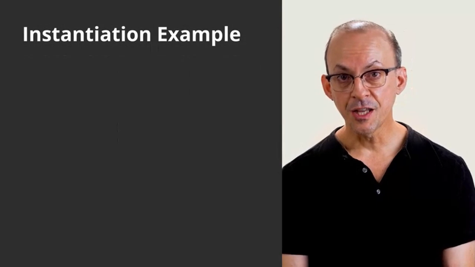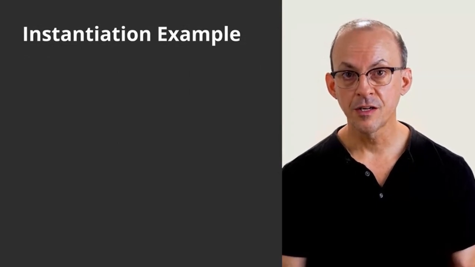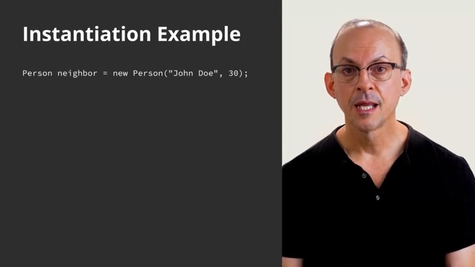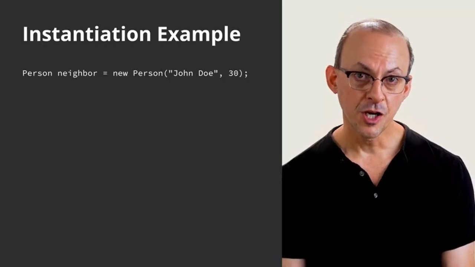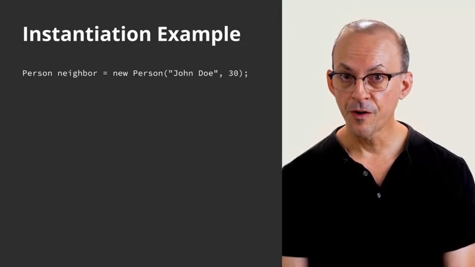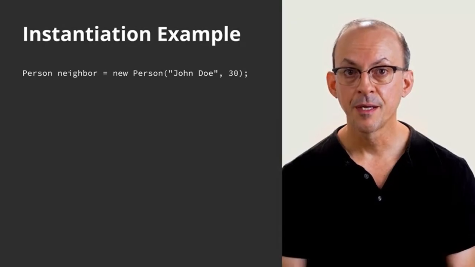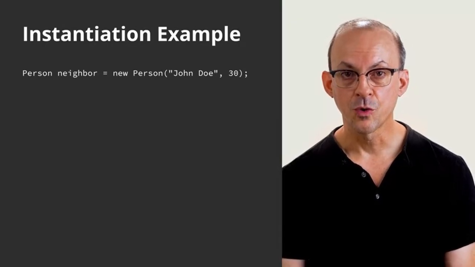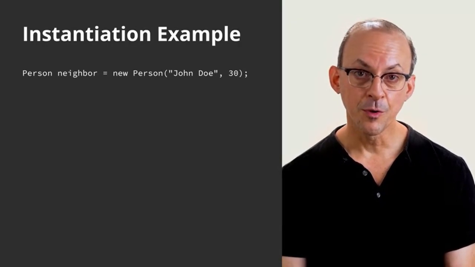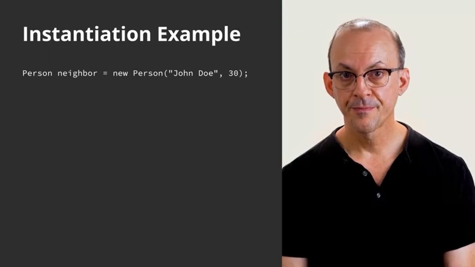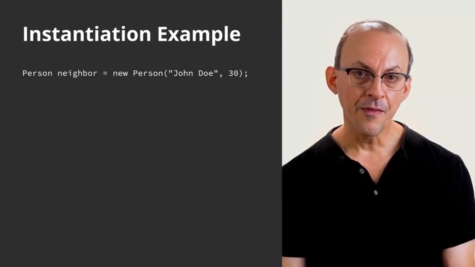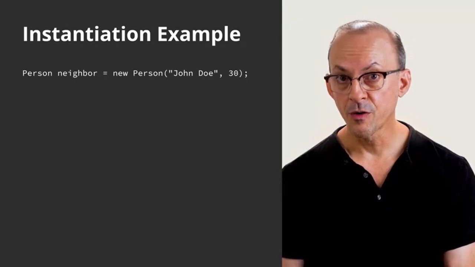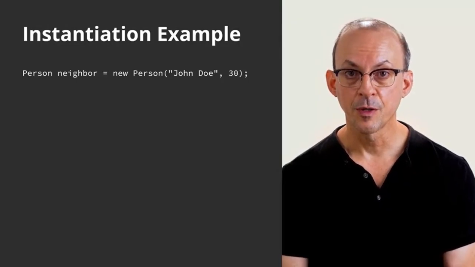When instantiating the person class, the developer first declares a variable of the type person, naming it neighbor. C# is a type-safe language, meaning all variables must be declared with a specific type, ensuring clarity about what they can store. The variable neighbor can only hold person objects. Now that the developer has declared the variable, they can create a person object and assign it to the variable.